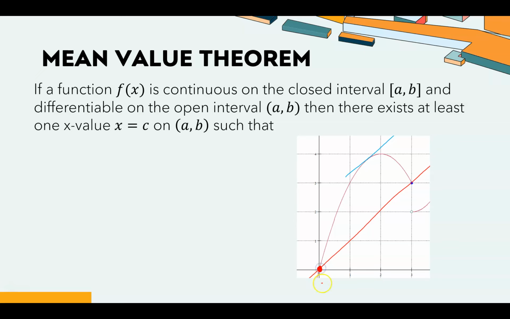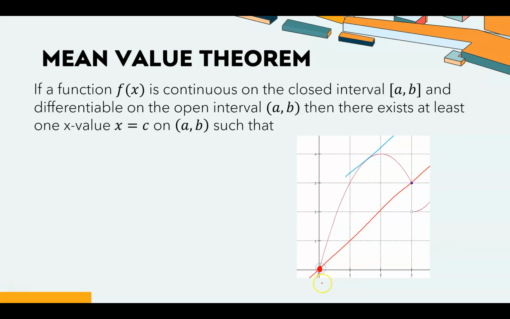It says 0 and 3 on the graph, but a and b are just stand-ins for whatever the x coordinates are. So we need a graph that's continuous on a closed interval and differentiable on that same open interval. Then something exists, and we'll see it in a second. What you see drawn is a secant line connecting the endpoints, and what exists is a tangent line parallel to that secant line.